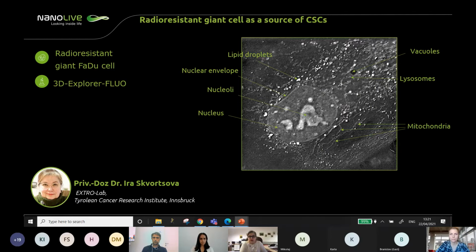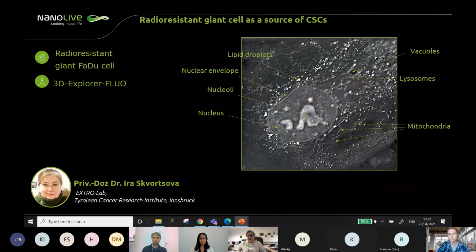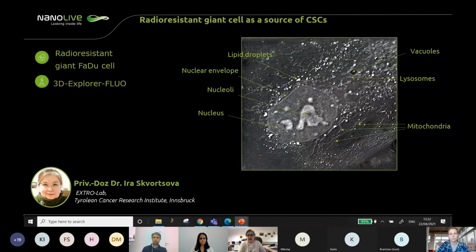Since I said that we are very interested in cancer stem cells, we also work with differences in morphology in radioresistant cell lines. And radioresistant cell lines demonstrate giant cells, and currently few teams, mostly in the US, work on the giant cells. It is generally believed that giant cells could produce cancer stem cells, and therefore the physiology, morphology, biology of giant cells are very important for us.